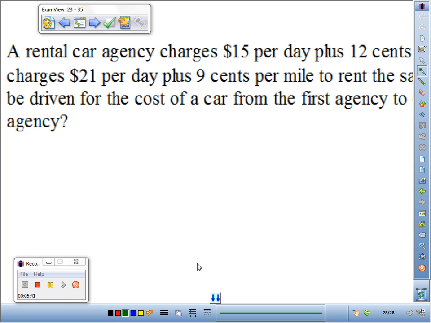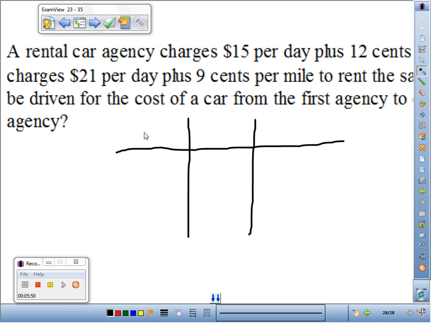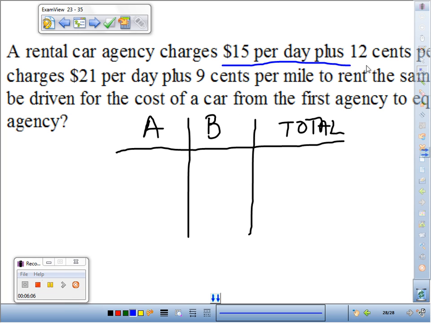So how many agencies are we talking about? Two. So you draw two lines down. One, two. One across. Label this one A, this one B, and right here we're going to write total. So, let's write our first equation. Our first equation I'm going to take from the first information that they give us. How much do they charge right off the bat? $15 per day. So right away we put plus 15.